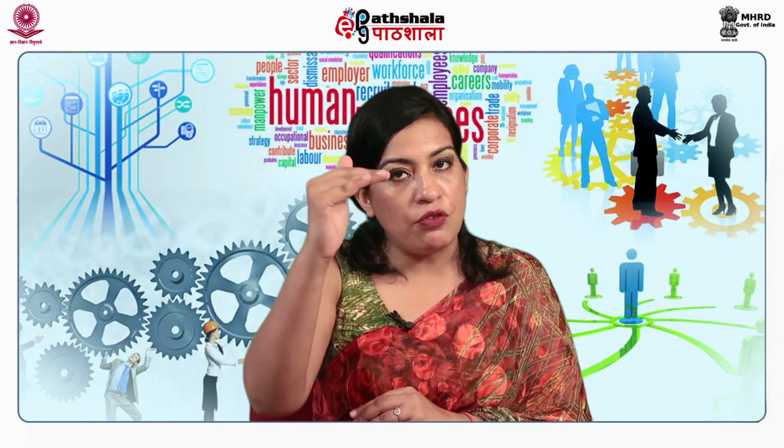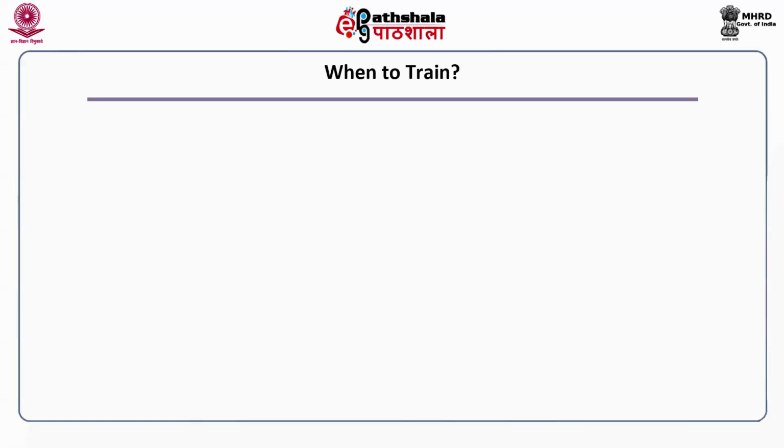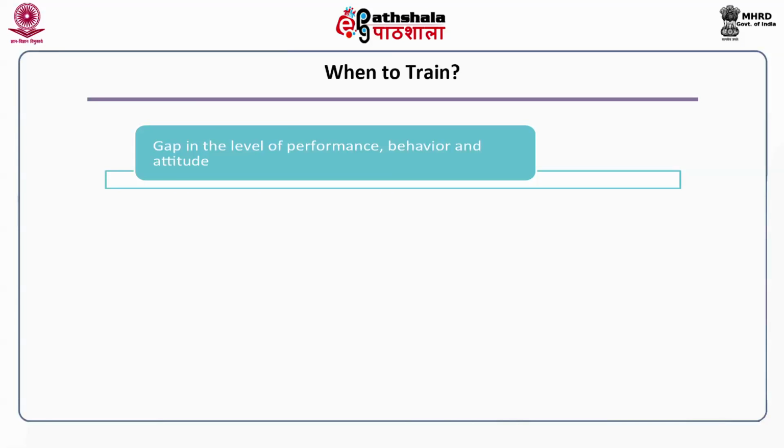The next issue is why training needs arise. The gap between actual and expected performance, behavior, attitude leads to emergence of training needs. The main purpose of training is to achieve objectives of any organization. Thus, training needs arise when there is a requirement to move to a particular level of performance or behavior or attitude. When to train? We should train when there is a gap in the level of performance, behavior, and attitude.